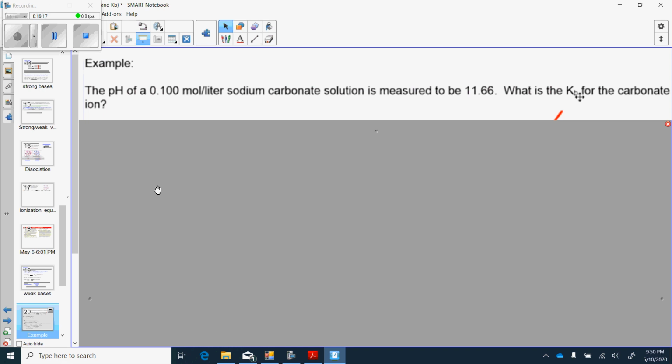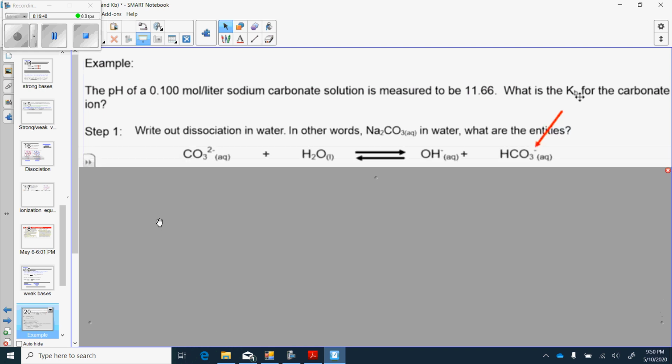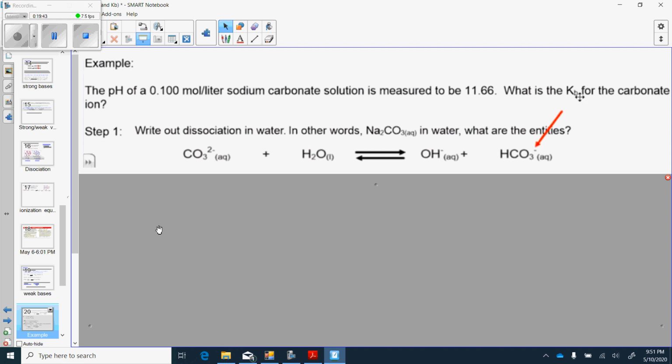So we're going to talk about something called a spectator atom in this question here. But because we want to focus on our dissociation equations, let's think about what the equation is going to look like here, right? Sodium carbonate, we want to know the Kb for the carbonate ion. Now, most people want to start out with sodium carbonate, but in fact, right, this is our equation here. Write out the dissociation in water. In other words, Na2CO3 in water. What are the entities?